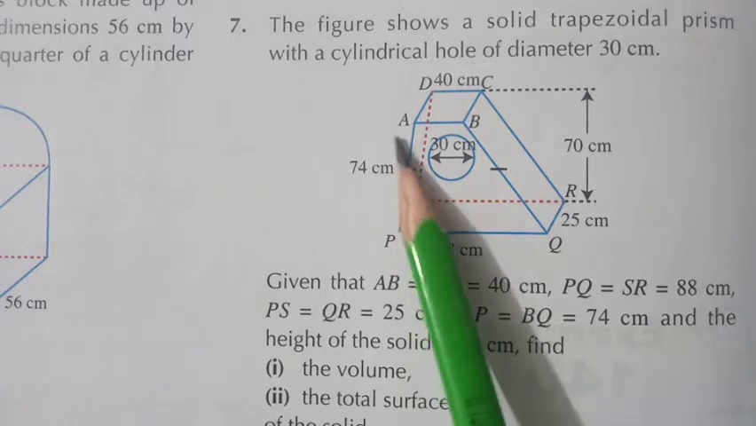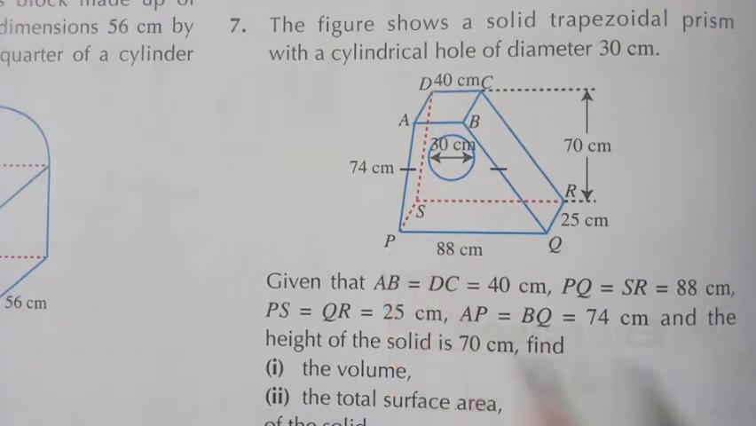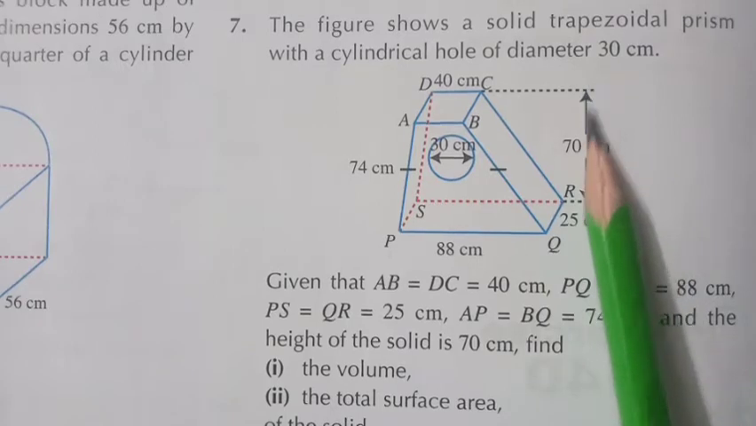AP equal to DS, which is equal to 74 centimeter. And the height of the solid is 70 centimeters. Height of the cylinder is this much.